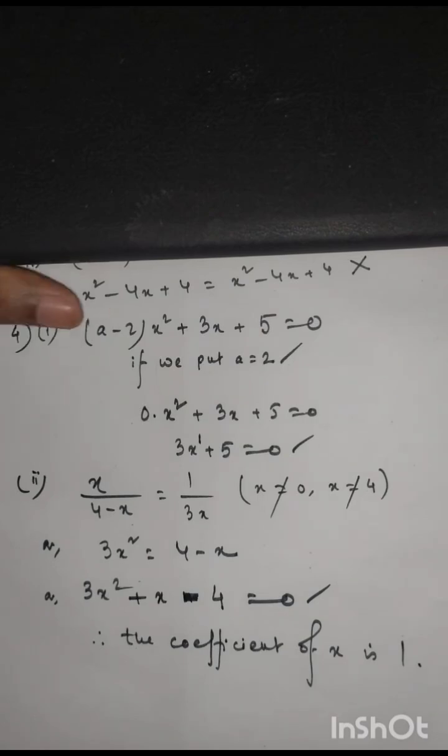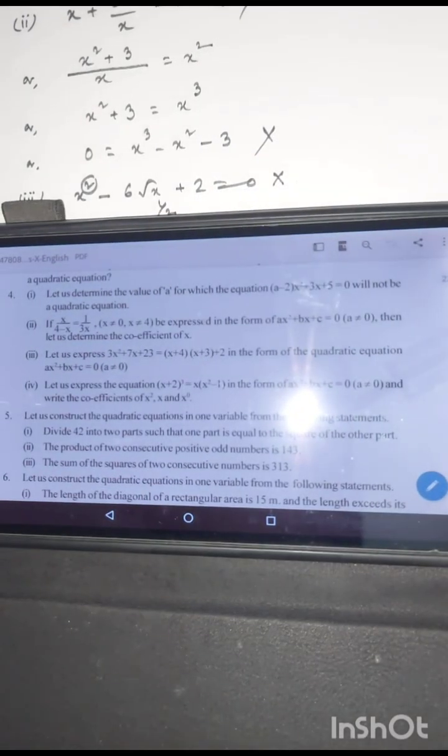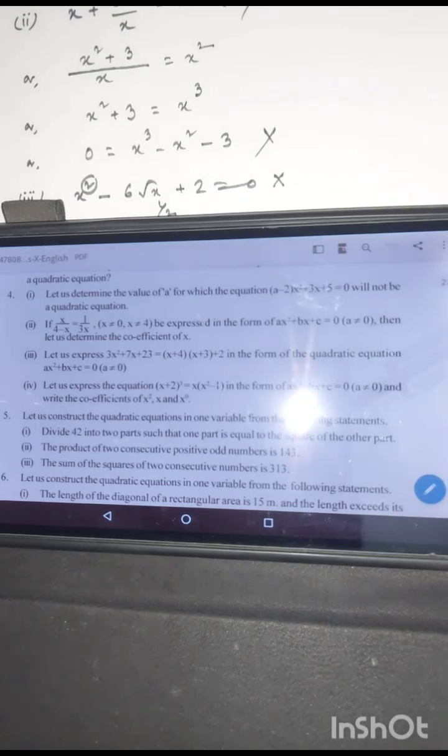Okay, let us proceed to our next question, that is question number 3. Question number 3, let us see what it says. Question number 3, let us express 3x square plus 7x plus 23 equal to x plus 4 into x plus 3 plus 2 in the form of quadratic equation. Okay, ax square plus bx plus c equal to 0. So just an equation is given, we have to convert it into our known form. So let us first write it.